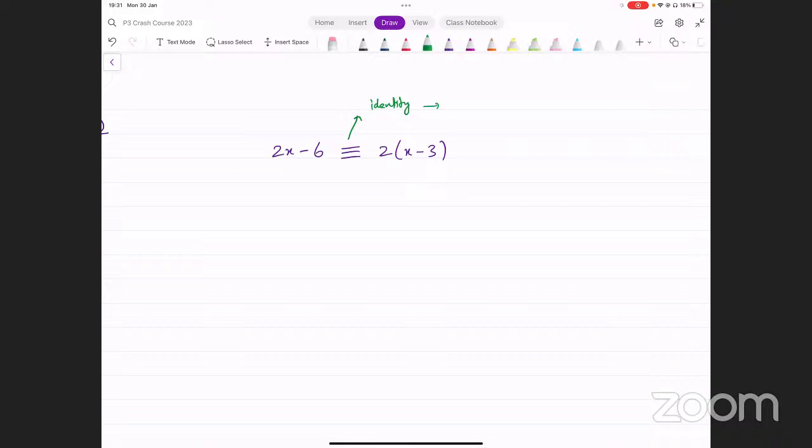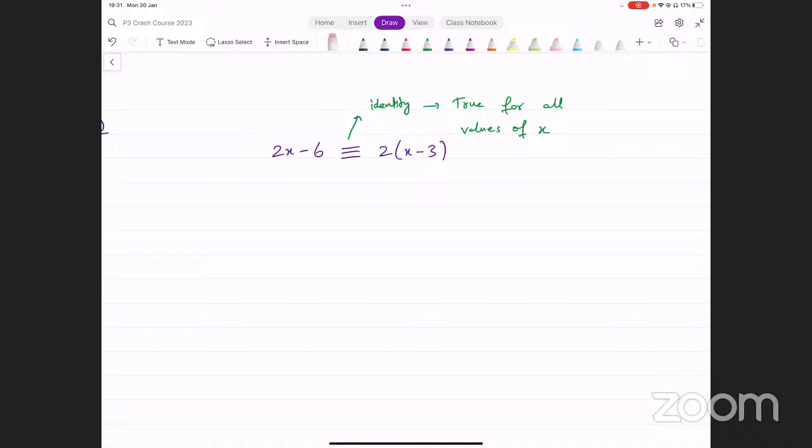Identities are true for all values of x. All values of whatever the variable is, in this case, the variable is x. They're true for all values of x. So basically, if you were to input any value of x on the left side and put that same value of x on the right side, the left-hand side would be equal to the right-hand side, no matter what value of x you input. So they're always equal.